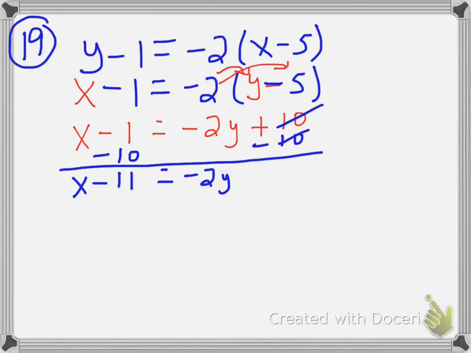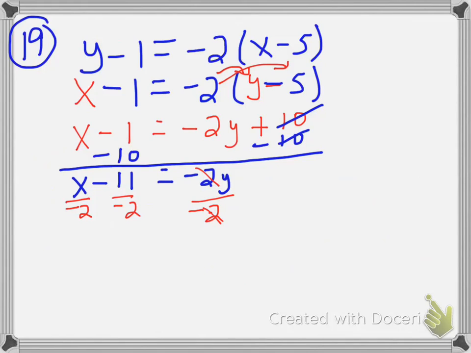So now I'm down to negative 2 times y. Since they multiplied, I do the opposite, which is divide. I'm going to divide everything by negative 2. So it's going to divide by negative 2, divide by negative 2. The negative 2 and the negative 2 cancel.